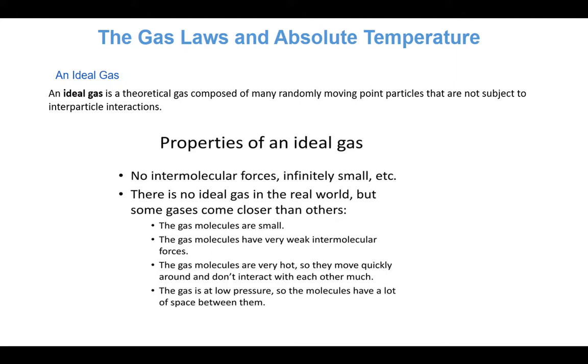So the gas molecules are very small. This is the first property. The second property is that the gas molecules have very weak intermolecular forces. The gas molecules are very hot, so they move quickly around and don't interact with each other much. And then the gas is at low pressure, so the molecules have a lot of space between them.